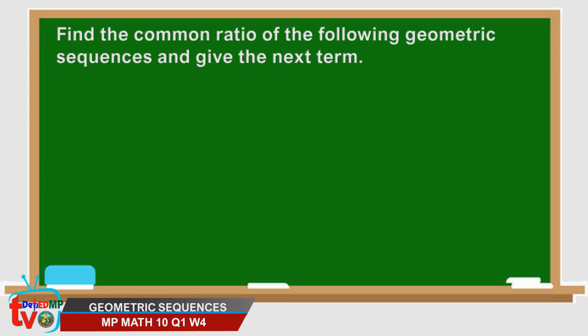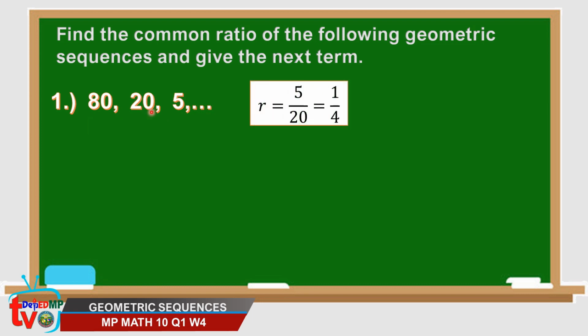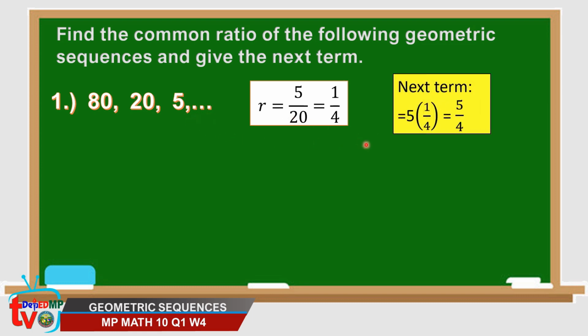Find the common ratio of the geometric sequences and give the next term. In number 1, we have 80, 20, 5, and so on. Since the common ratio can be obtained by dividing the term by the number that comes before it, then we can divide 20 by 80, that gives 1/4. We can also divide other consecutive terms to get the common ratio, just like 5 by 20, which gives the same result, that is 1/4. So the common ratio is 1/4, which can be multiplied to 5 to get the next term. So 5 times 1/4 is equal to 5/4.